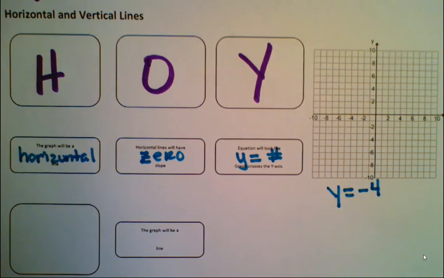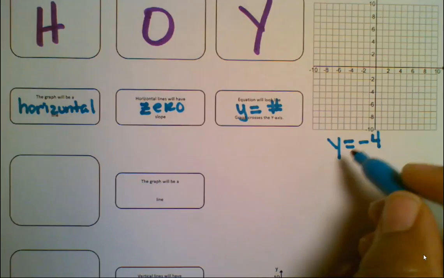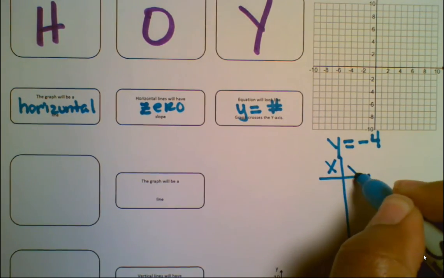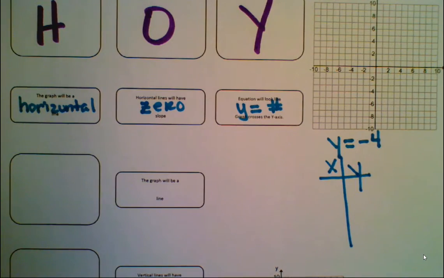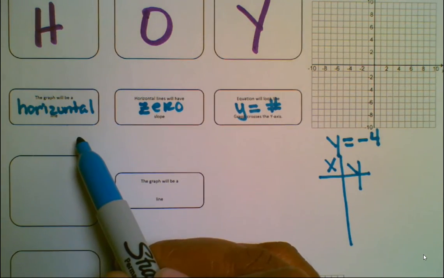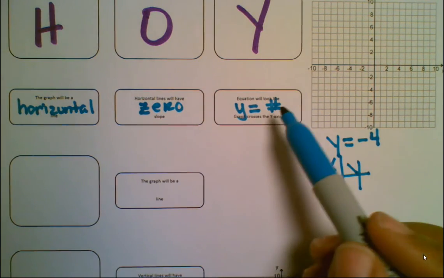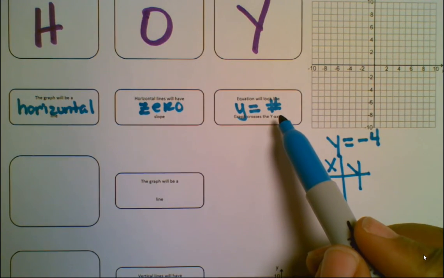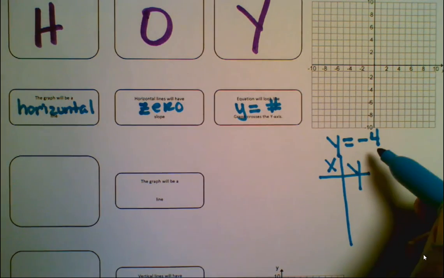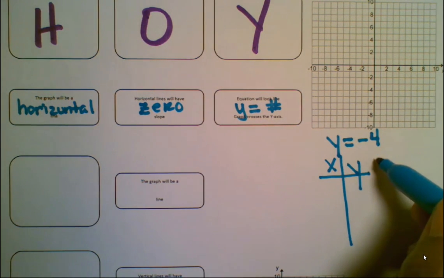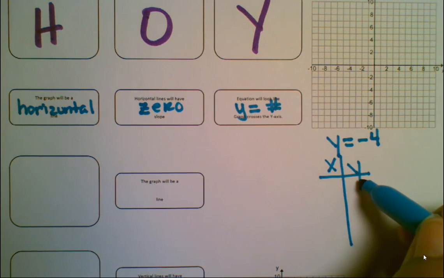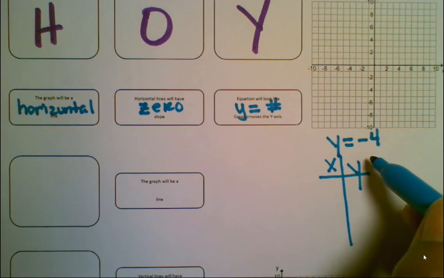Now, if we make a table of values, we can do it this way, or we can just remember this acronym HOY. Horizontal, slope is 0, and the equation will be y equals some number. But if we use a table of values, what this is saying is no matter what, the coordinate of y can only be -4.